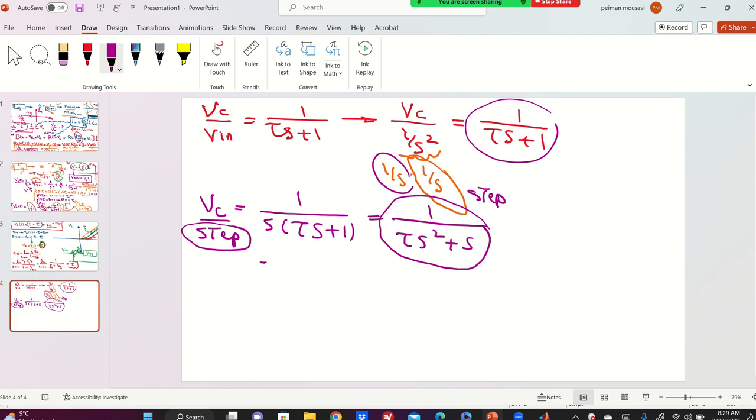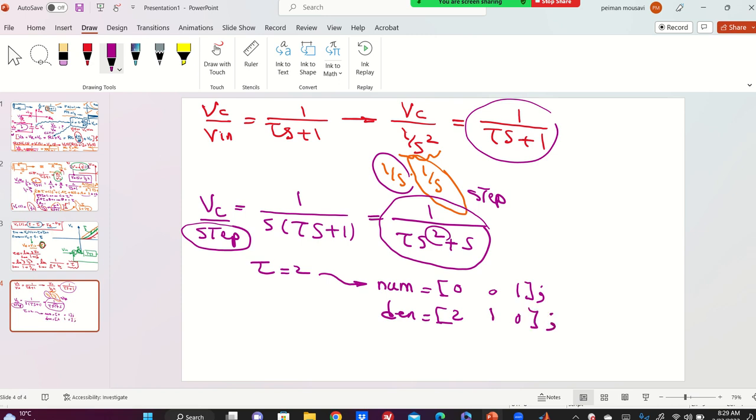For example, let me examine tau equals 2. By having this, you have no zeros in the numerator. Because it's second order, it's 0, 0, 1. The denominator is tau, 2, 1, 0, so you have to go like this. Everybody understand what I'm talking about?